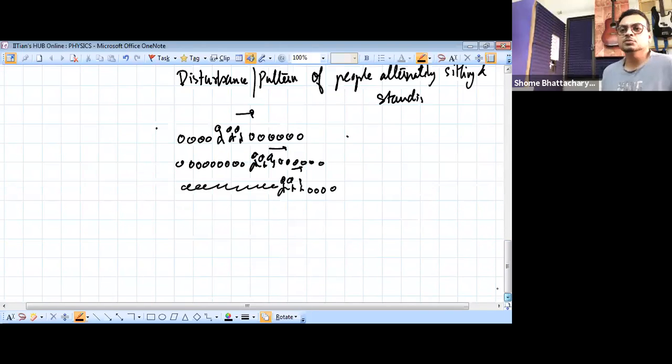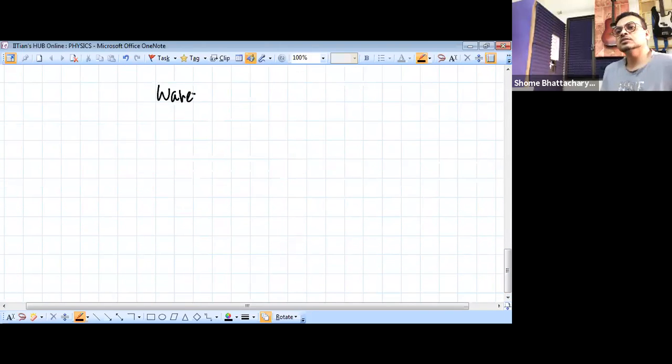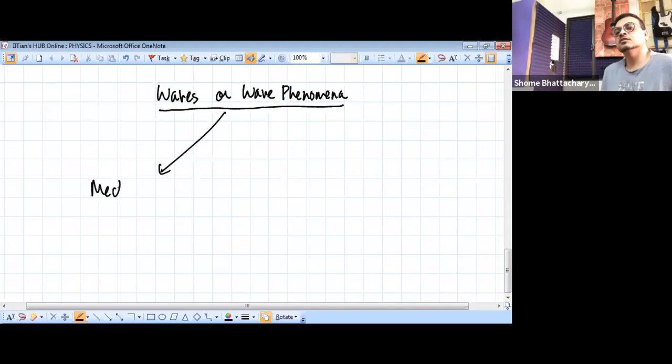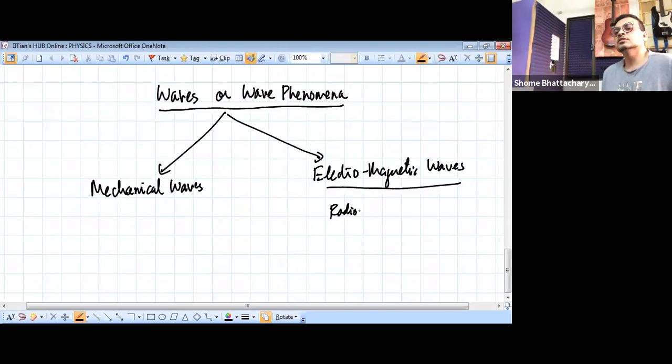Okay. Now talking about wave phenomena or waves, depending on what type of energy is getting propagated, we divide it into mechanical waves versus electromagnetic waves. Okay, and as we were discussing earlier, there's an entire electromagnetic spectrum. It's from radio waves all the way to gamma radiation. And we will talk about this at a later stage also. Visible light comes somewhere in between here. There's microwaves, there's X-rays, all this.